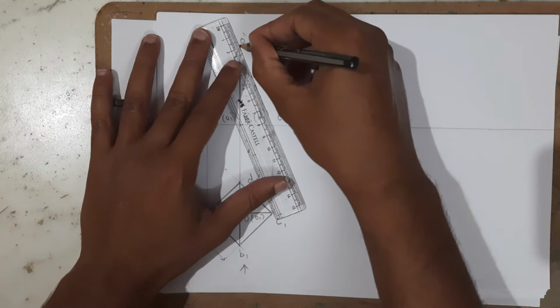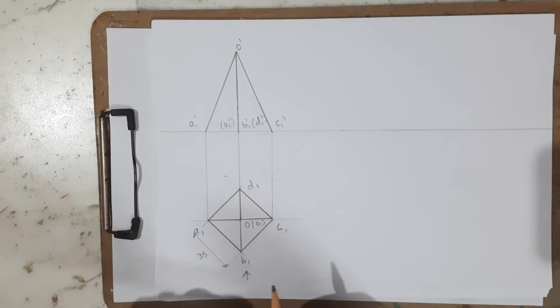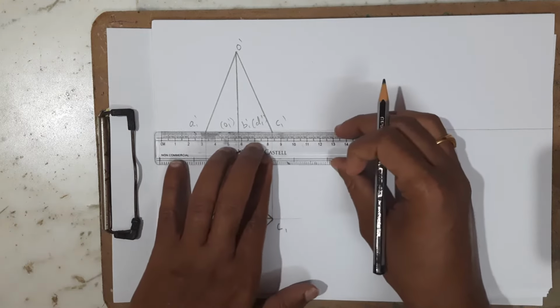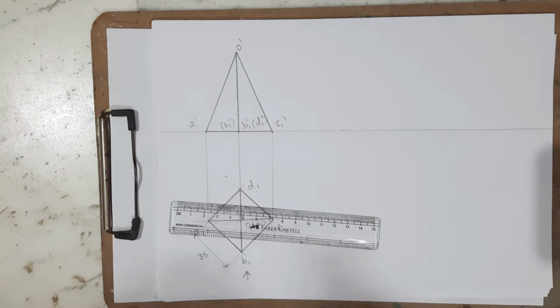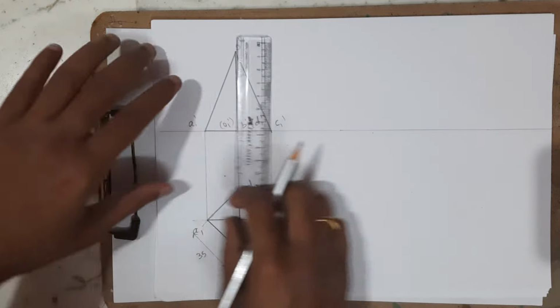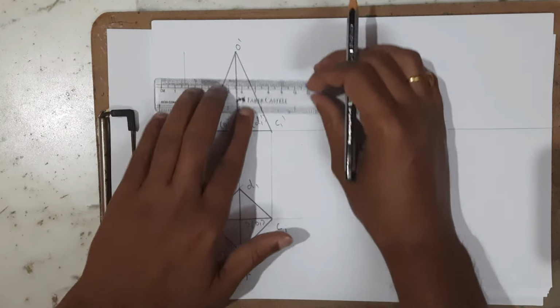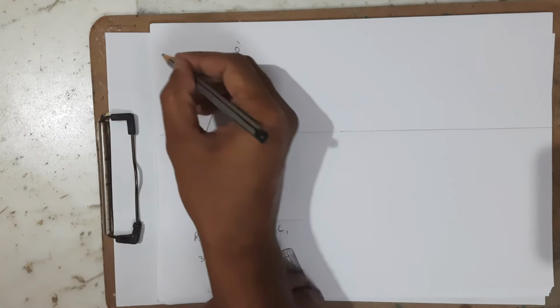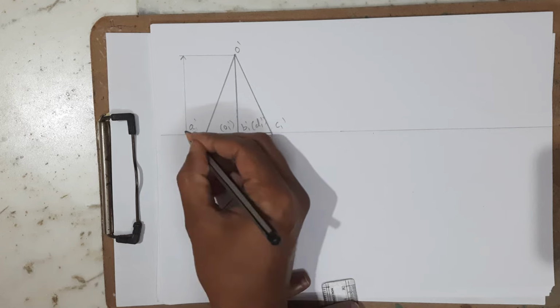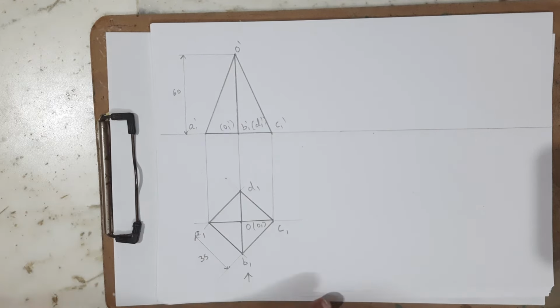Then O dash to C1 dash. So these are the visible slant edges, and the bottom face is also visible. Okay, this must be dark. And mark the dimension. How much is this? So this is 60 mm. Is that okay?